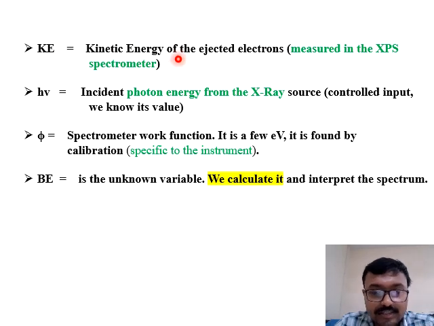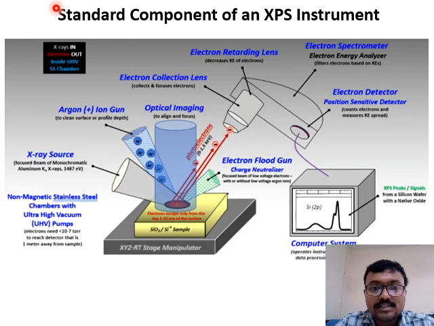So I have already written these things. Kinetic energy is measured in the XPS instrument, h nu is the photon energy of the incoming X-ray radiation, the work function is specific to the instrument, and binding energy we calculate, right? Now this is the standard diagram of an XPS instrument.